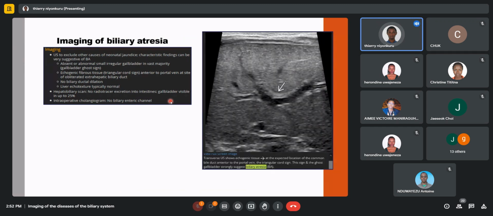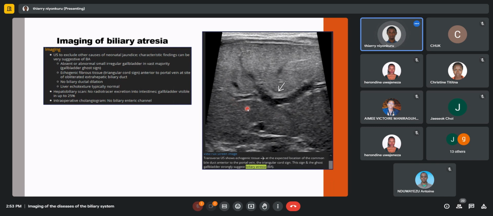So for imaging of biliary atresia, there are some ultrasound findings. For presentation, as I said, there are prolonged bilirubin levels, and the patient will present with non-natural jaundice. There may be an absent or abnormal small irregular gallbladder in the vast majority of patients, or we may see echogenic fibrous tissue, the triangular cord sign, anterior to the portal vein at the site of obliteration of the extrahepatic bile duct. We may not visualize dilated bile ducts, and the liver echotexture might be normal or cirrhotic.